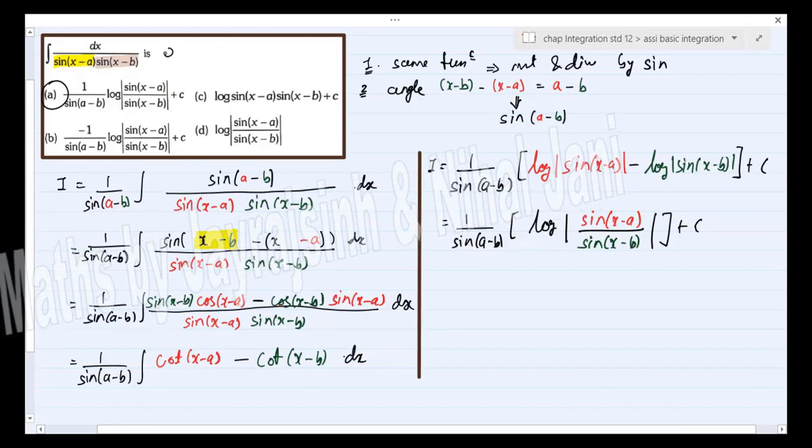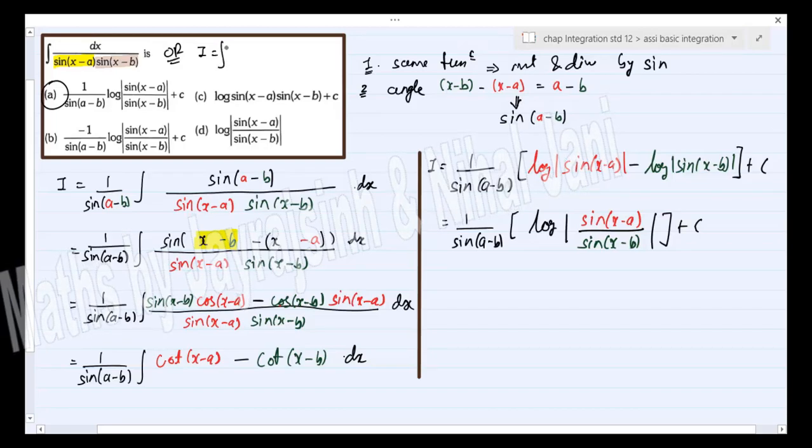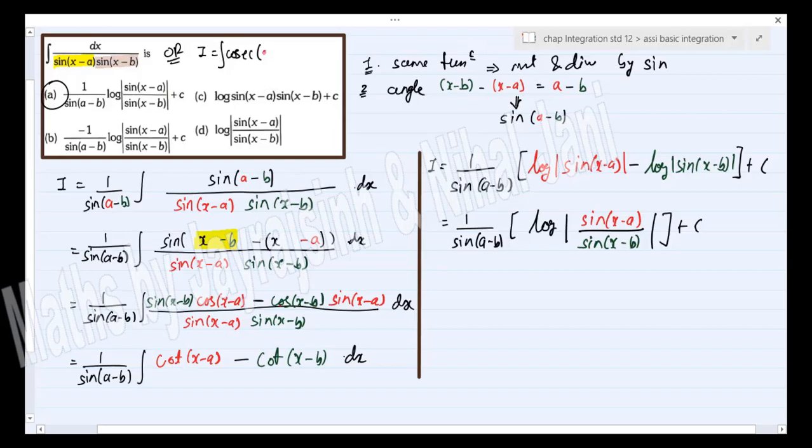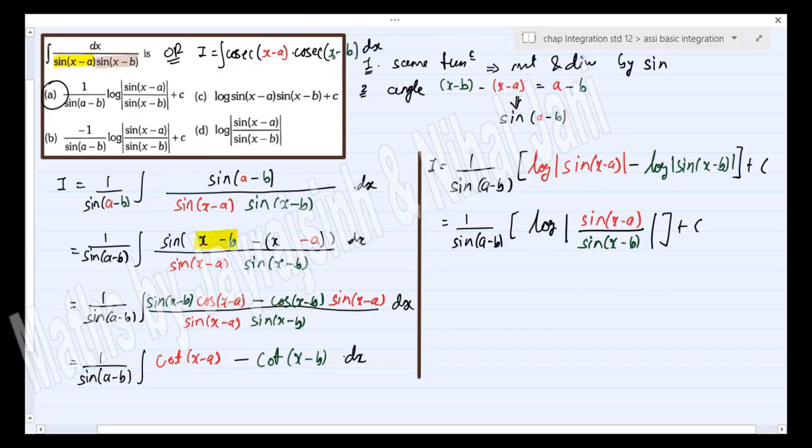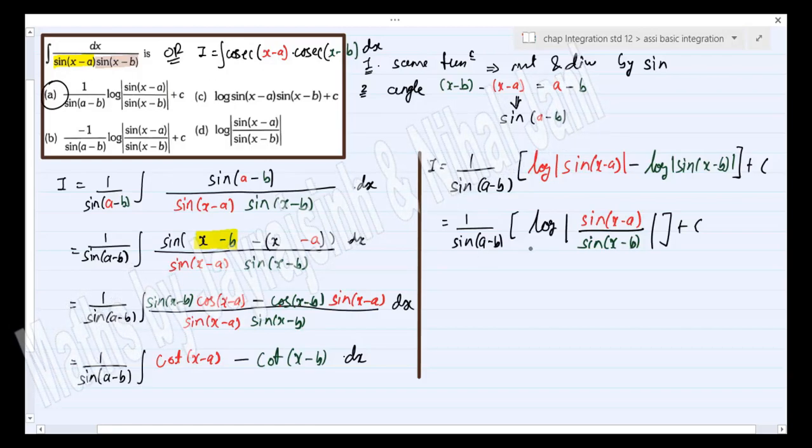This same question can be asked in another form as integration of cosec x minus a into cosec x minus b dx. So you just have to convert this cos x in terms of sine and follow the same steps and you will get the same result. Okay.